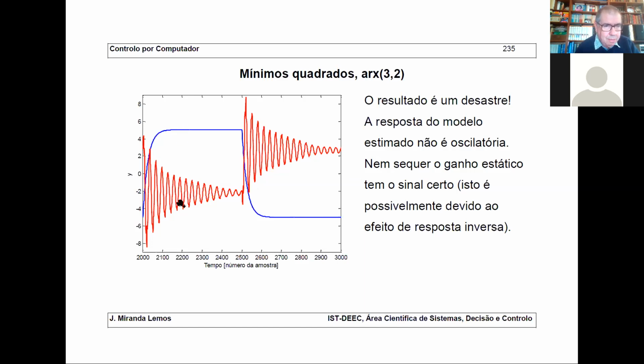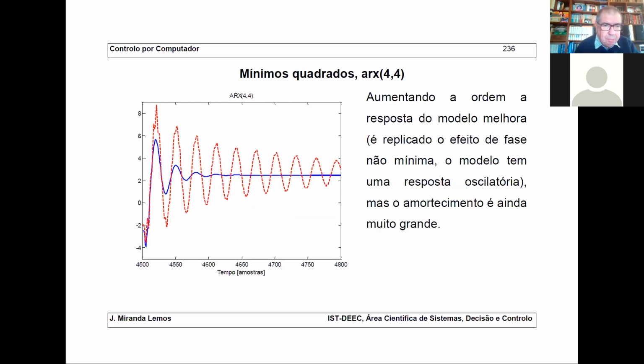I mean, even the static gain is wrong. So we can say, well, we have probably some highly correlated noise.